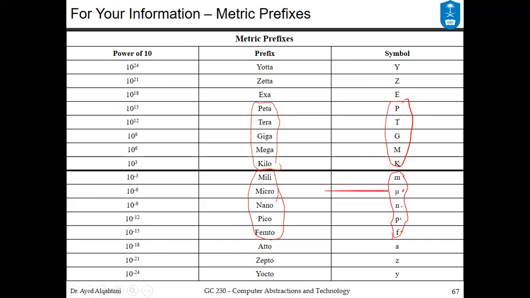This marks the end of this chapter. And in the next video, we'll talk about the ISA or the instructions.